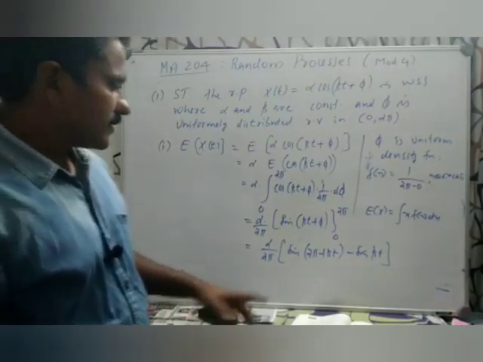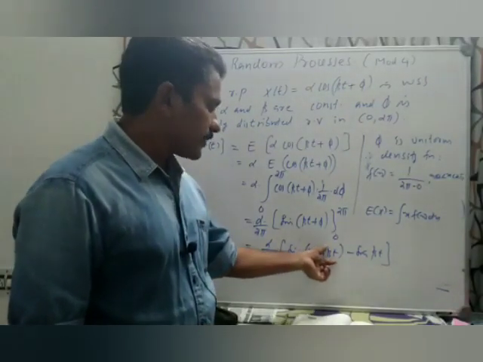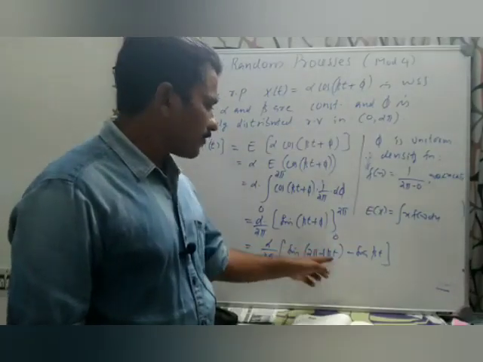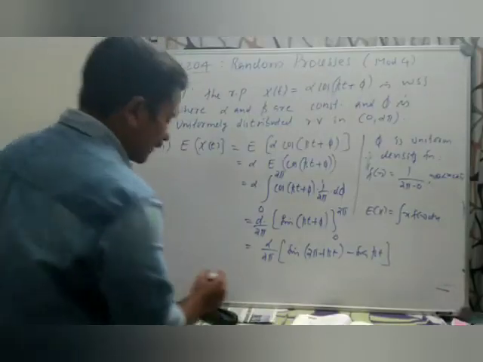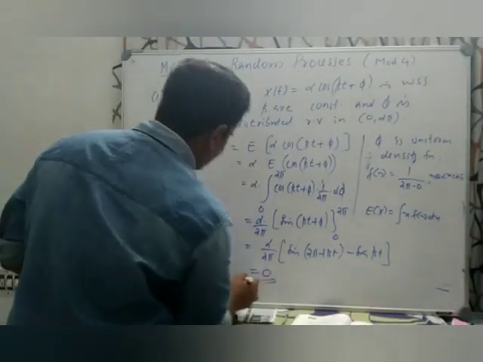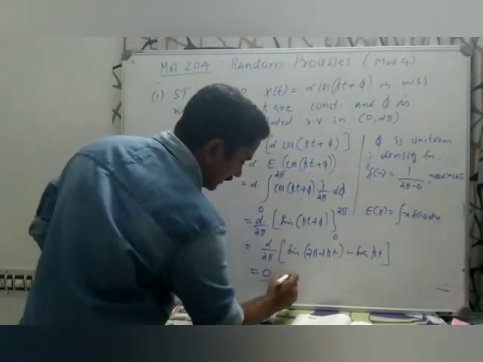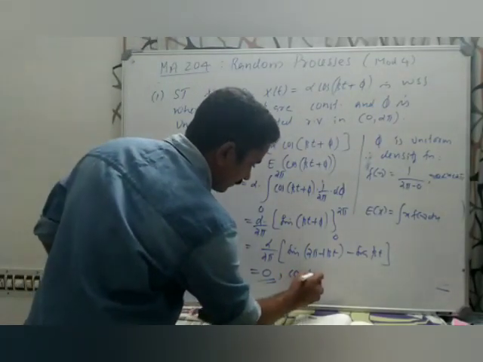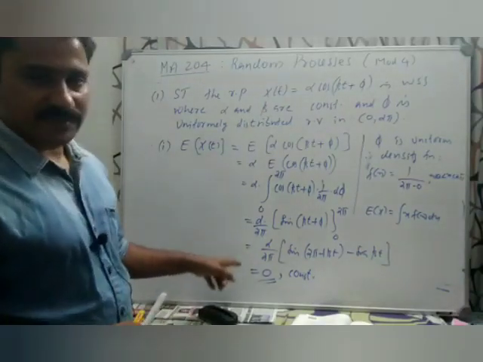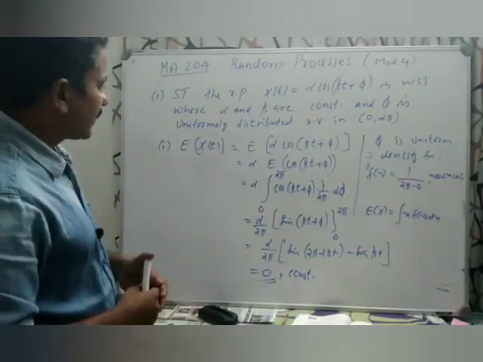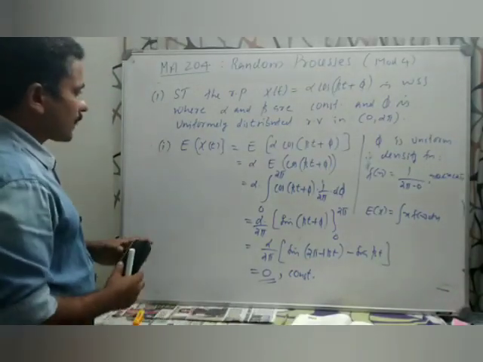And here sine is a periodic function with period 2 pi. So sine of 2 pi plus beta t is the same as sine of beta t. So the answer is sine of beta t minus sine of beta t, which is equal to 0. So that is the expectation of x of t. And note that this is a constant. So the first condition is satisfied. Now we find the second condition.